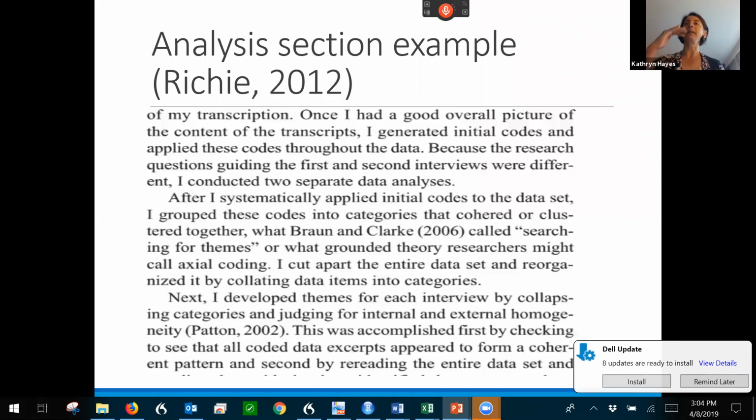So you can see again how they're really fairly detailed in the way that they explain exactly what they did in their analysis paragraph.